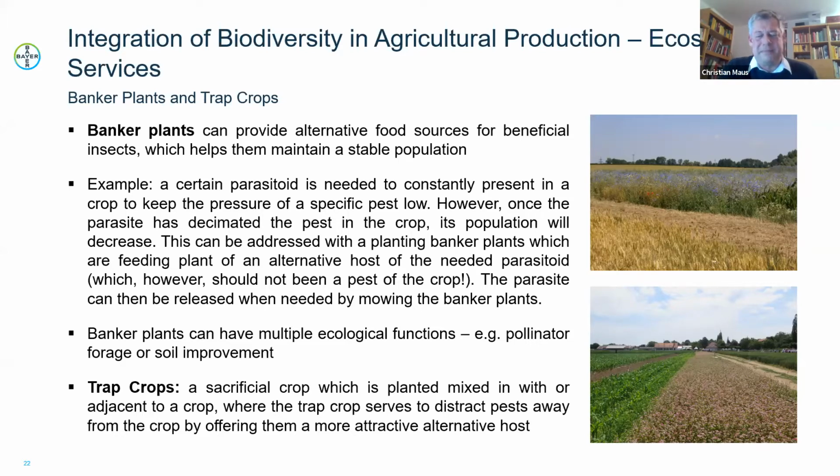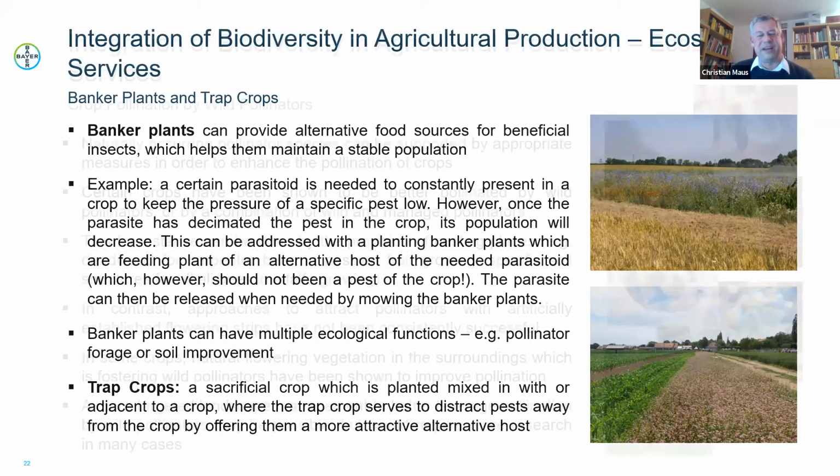Trap crops are a bit of a similar principle, trying to attract the pest out of the crop by providing them a more attractive host. And the good thing is, both of those approaches can also have multiple ecological functions. For instance, they can also be made out of plants which are positive for the soil quality or which provide forage to pollinators. I think these are very promising approaches, but in many of them still more research is needed to really roll them out on a large scale.